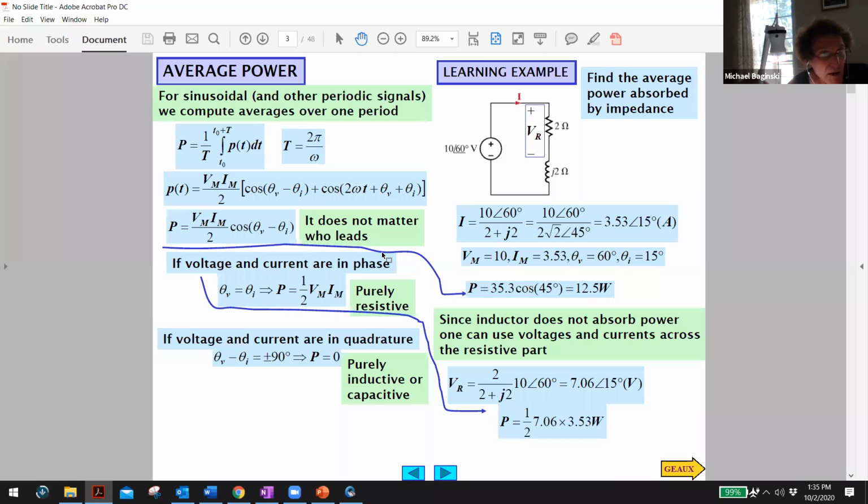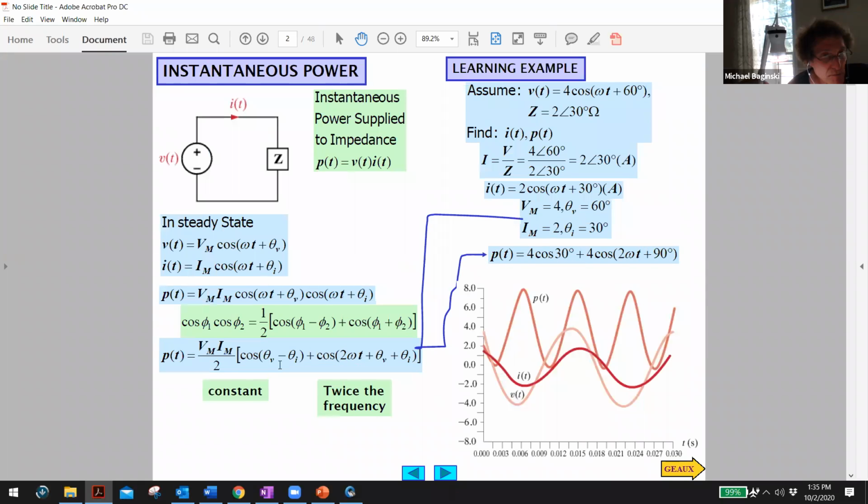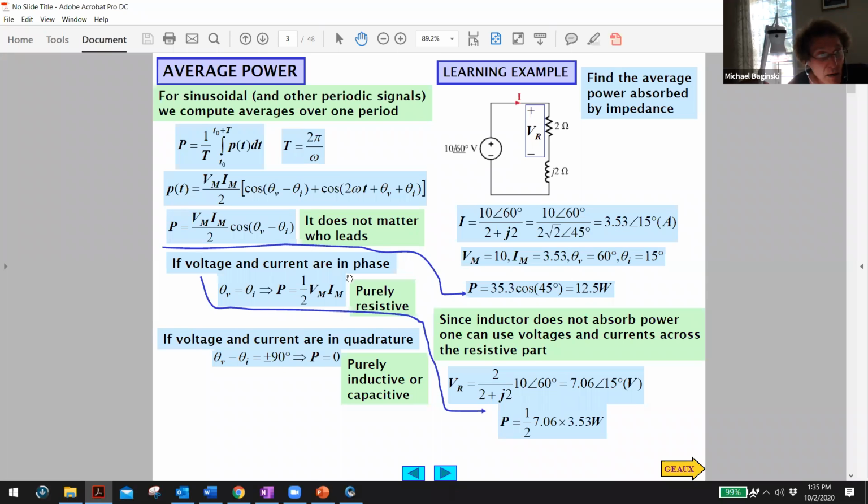So when I look at the power, the average power, it's going to be cosine of theta V minus theta I. That's cosine of 90. Do you see that? Cosine of 90 is 0. That's why an inductor or capacitor does not dissipate. It stores energy and it returns energy into the system, but it does not dissipate it.